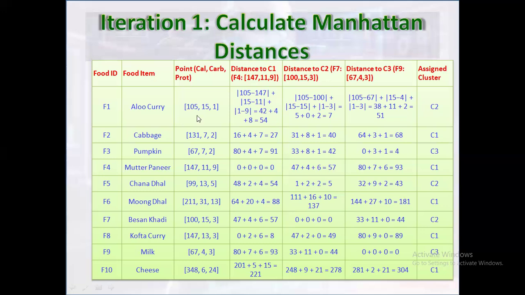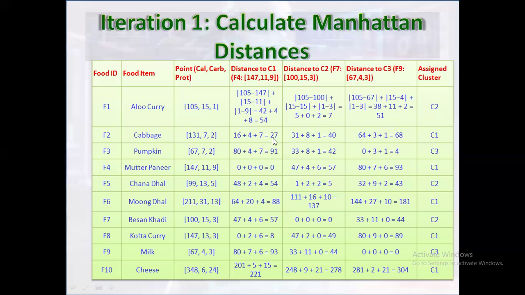Similarly for C2, it has been given 105 minus 100, 15 minus 15, 1 minus 3, which is equal to 5 plus 0 plus 2, which is equal to 7. And for the distance to C3, F9 is 60, 1 minus 67, 15 minus 4, 1 minus 3. So we are getting the value as 51. Among these three values, 54, 7, 51, we have to select the minimal value. Comparing these, which one is the minimal value? 7. So the assigned cluster is C2.